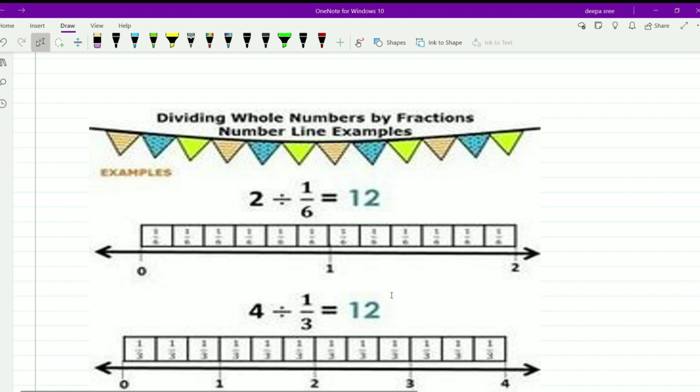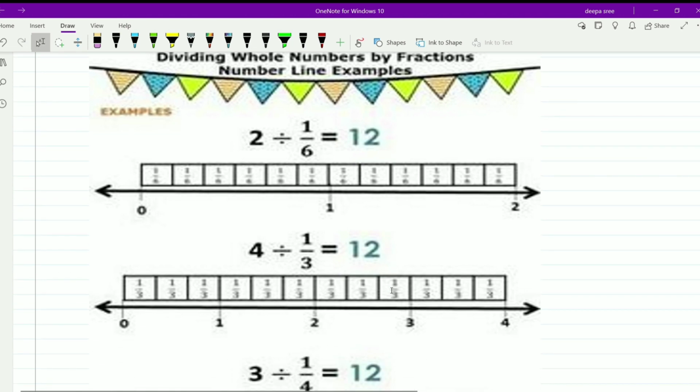So that I have given some pictures here. So dividing whole numbers by fraction, number line example it is given. 2 divided by 1 by 6, first one. 2 is a whole number and 1 by 6 is a fraction. So here we have a rectangle, it's a number line actually, and that number line is divided, that is 0 to 1, 1 to 2. Here it is 0, 1 and 2. So 2, that is whole number is what? 2. That divided by 1 by 6.